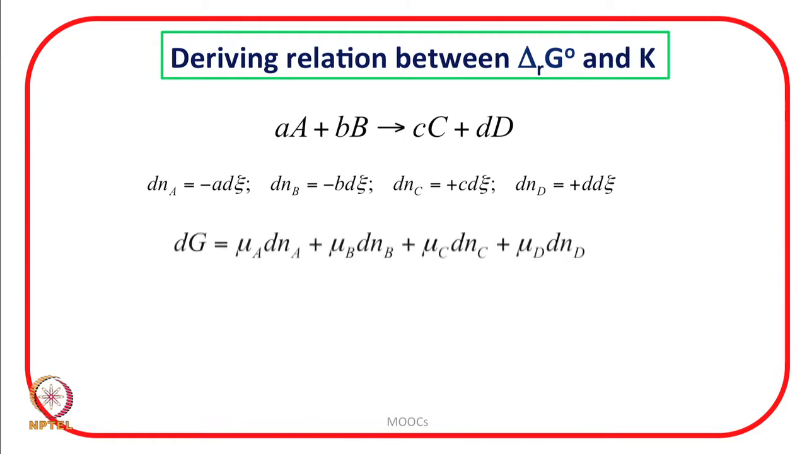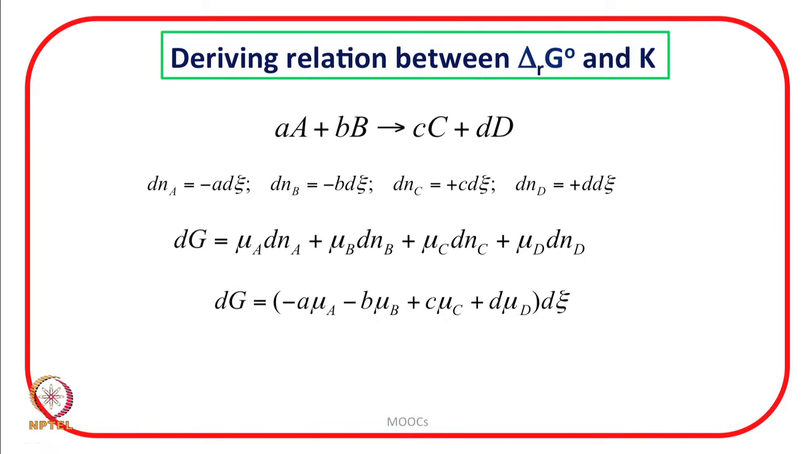And then what we did was, we expressed dG in terms of chemical potential. This is at constant pressure and temperature, and we further went on to derive an expression for the reaction Gibbs energy, which is the slope of Gibbs energy versus extent of reaction, in terms of chemical potentials.